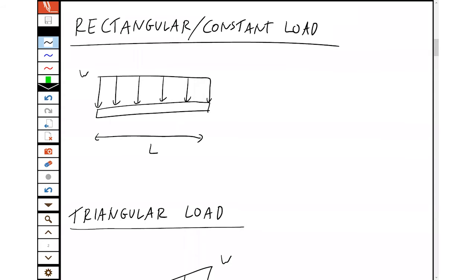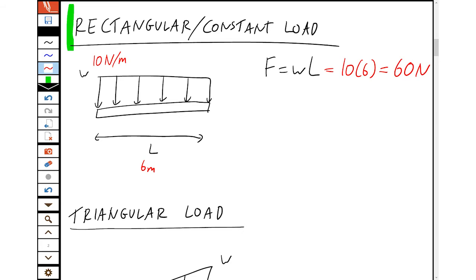The first kind is a rectangular or a constant load. Now we can see if we have a constant load over a length, then the equivalent force is just the distributed load times the length. For example, if this was a load of 10 newtons per meter over 6 meters, then we've 10 newtons for every meter times 6 meters gives us 60 newtons. Makes sense?